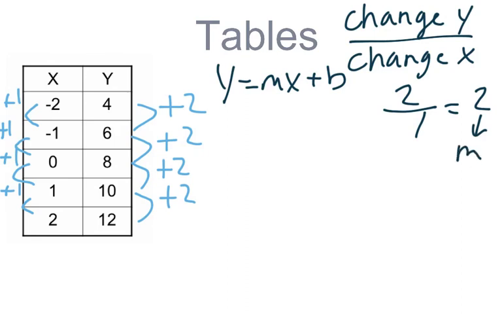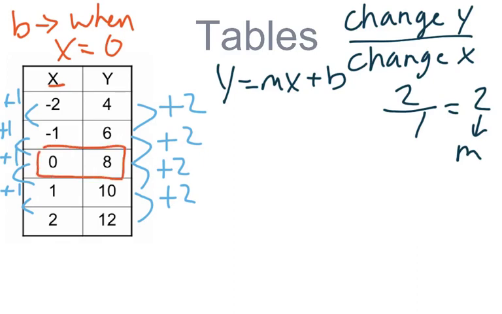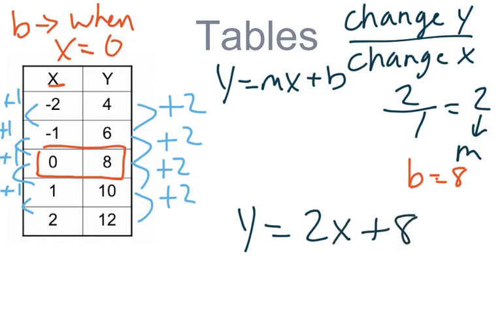Now, to find our b: b is our y-intercept, or in other words, b is going to be when x equals 0, because that's when it's going to hit our y-axis. So we look at our x column and see when x is 0. When x is 0, y is 8, and so our b will be 8. If we were to write this all together, we would get y equals 2x plus 8. All right, so let's go ahead and do our last example.